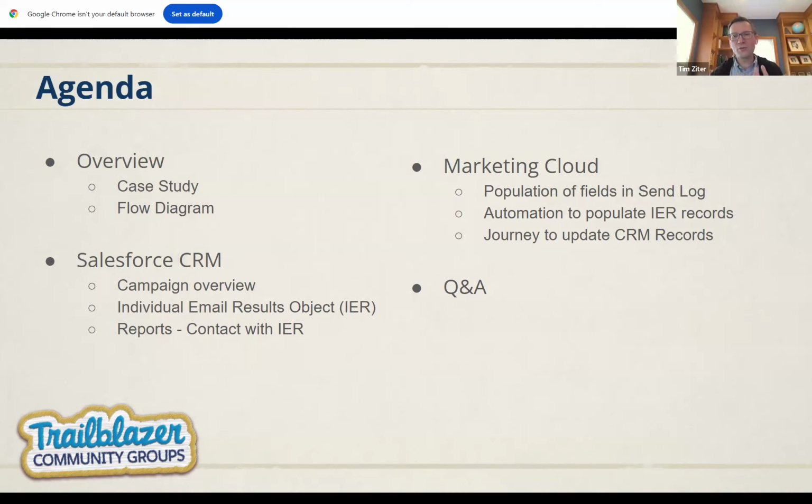And then what we're going to want to do in Marketing Cloud is populate fields in the send log for those email sends so that we can use that data in an automation to update custom fields in the individual email results records from Marketing Cloud. So that's where the automation part of this use case is going to come in. Got a couple automations ready to build or showcase. And then we're using a journey to do the update of those CRM records. So we'll do a question and answer session after that.